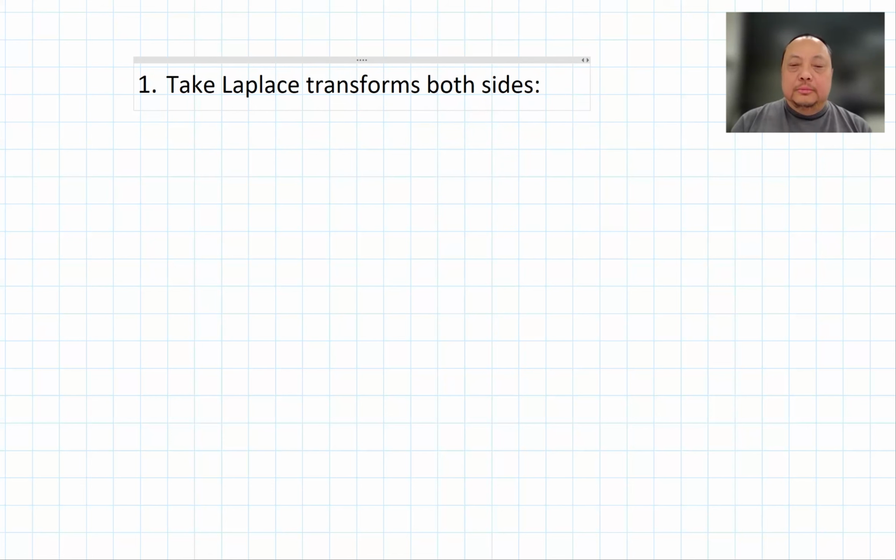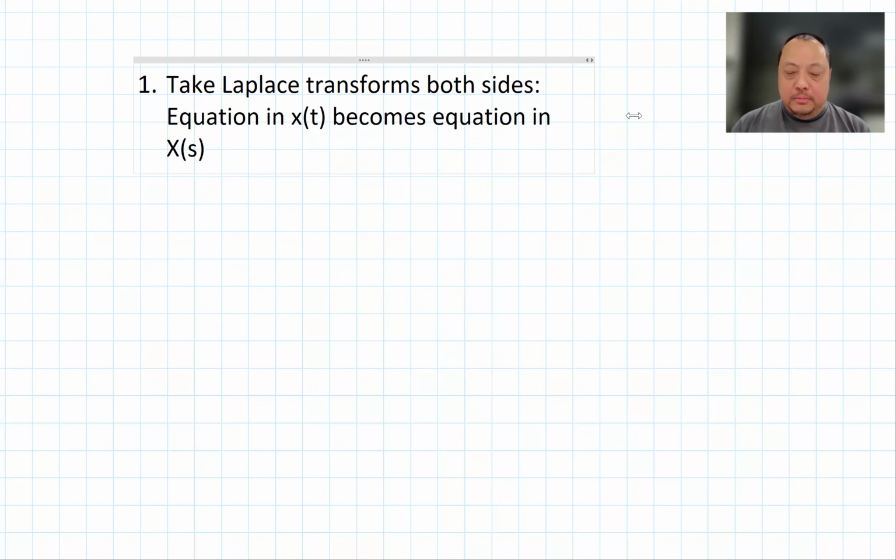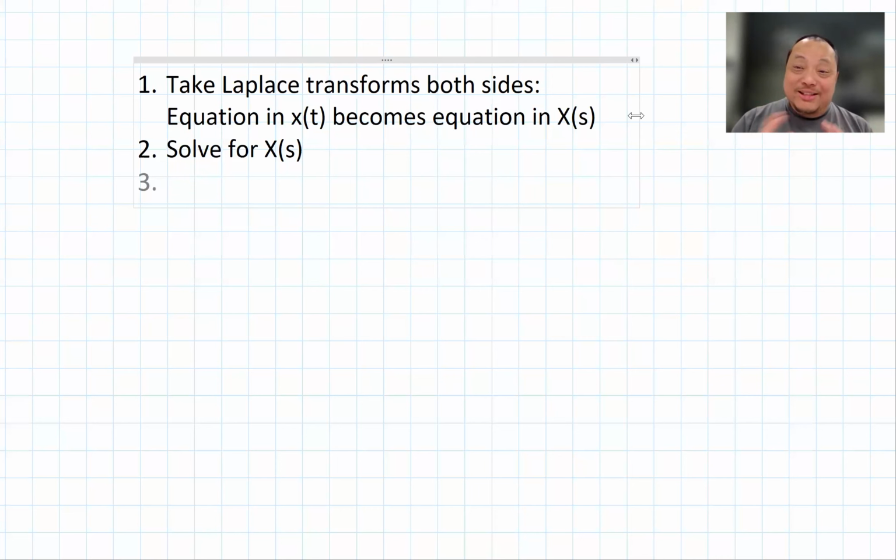All right, so let's summarize the steps. Step 1 is to take the Laplace transform of both sides. And that way, an equation in little x of t becomes an equation in big X of s. Step 2, you solve that equation for big X of s. Steps 3 and 4 are to take the inverse Laplace of big X to become little x. But let's do it in two steps.